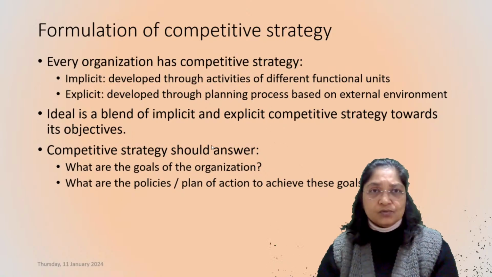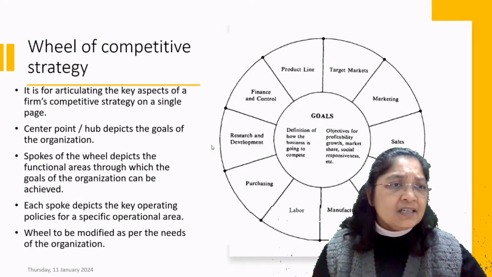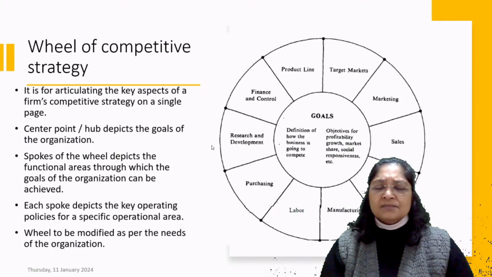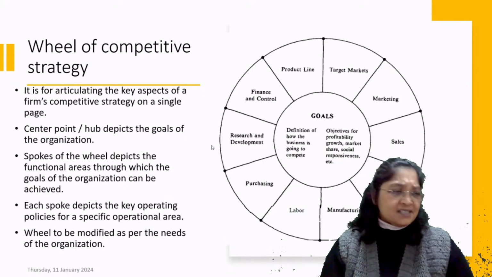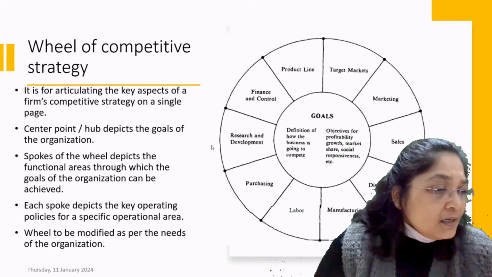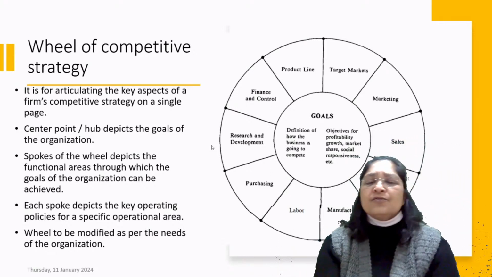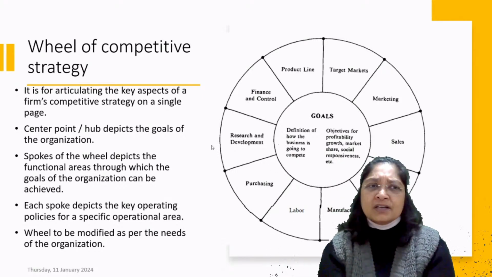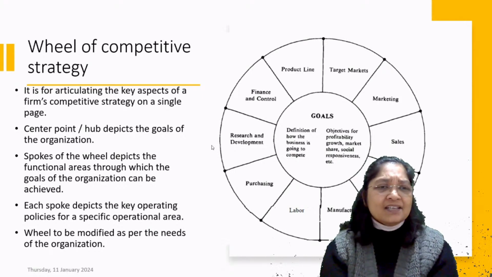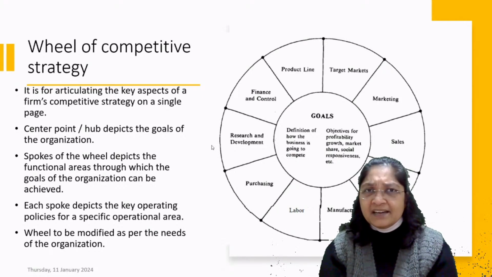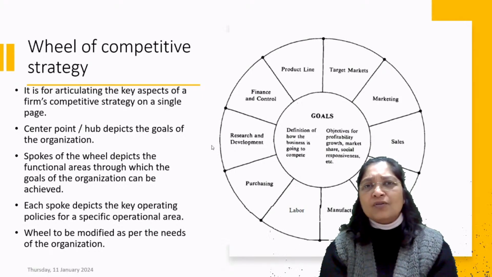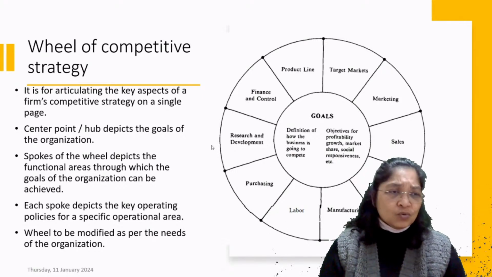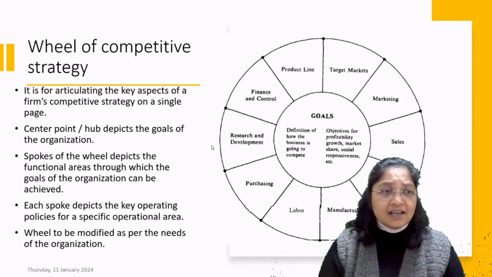Now, we will discuss the wheel of competitive strategy. I had given you a glimpse of this particular wheel. Now, let us discuss this in detail. What is the use of this particular wheel for competitive strategic formulation? Well, it is used for communicating or articulating the key aspects of a firm's competitive strategy on a single page.